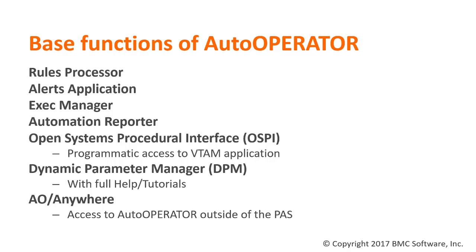The AO Anywhere function allows users to access and interact with AutoOPERATOR from outside of the AutoOPERATOR product address space. For example, a user might have a need for a batch job to perform some type of automation, such as creating a WTO or write to operator message or issuing a system command from the batch job.